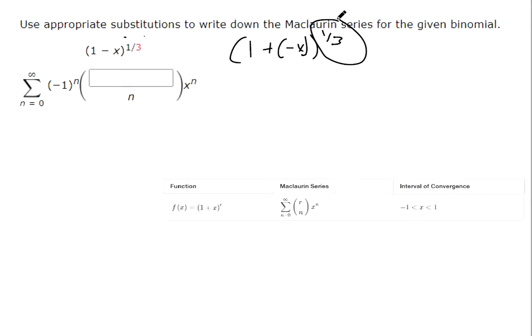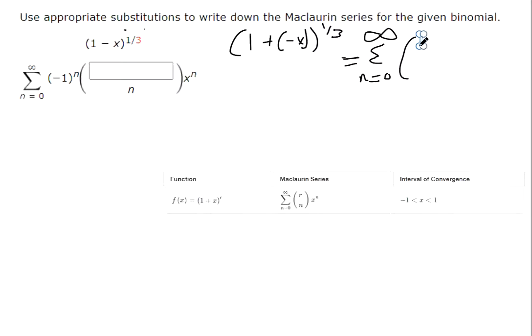So we have our r. X is just going to be negative x. That's just going to mean it's going to alternate. So if we use the formula for this Maclaurin series, it's a sum from n equals 0 to infinity of our r. R is 1/3, and I actually had to look this up when I started using this text. I did not know that you could have fractions in the binomial formula there, but r is 1/3, and that's over n times x to the nth power.